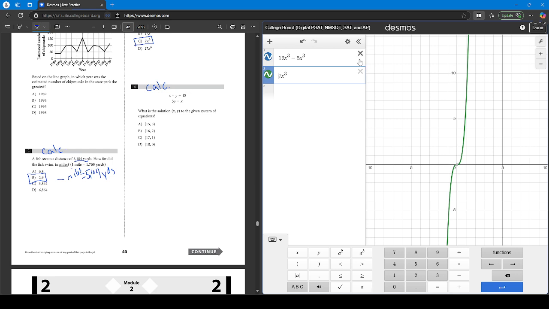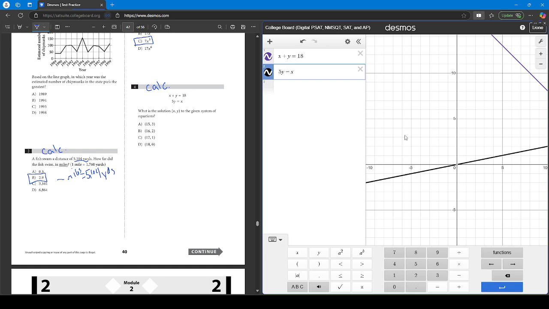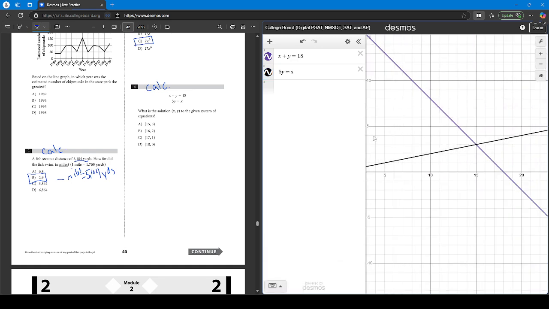And then question number 4. What is the solution to the given system of equations? I'm literally just going to type it in. x plus y equals 18 and 5y equals x. And our solution to our system of equations is where the two graphs touch. And that's going to be right here where x is 15 and y is 3. So number 4, the answer is A.